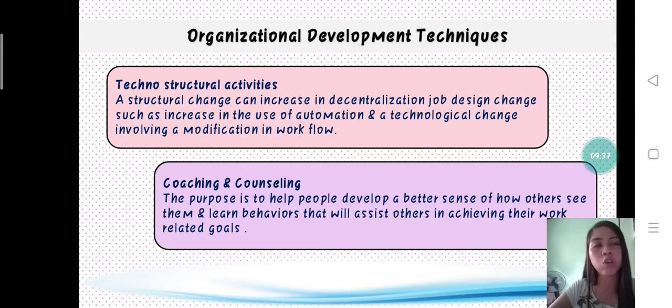Di ba, especially in this new normal setting of education, we also have coaching and counseling. There are different seminars, of course, that are offered, like sessions provided by our leaders that will help us develop a better sense of how others see us and learn from it. So through coaching and counseling, the focus is not only on how the individual is performing today, but instead on how the person can perform better in the future. And these are the organizational development techniques.